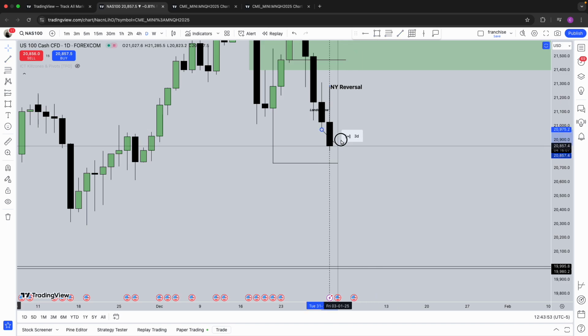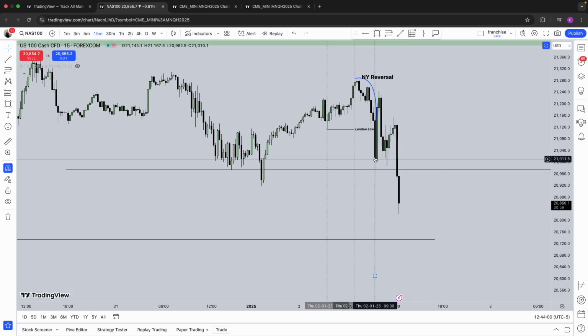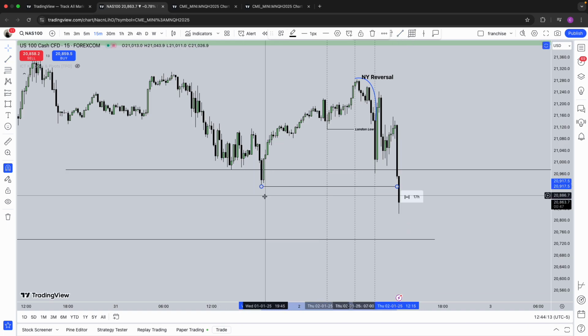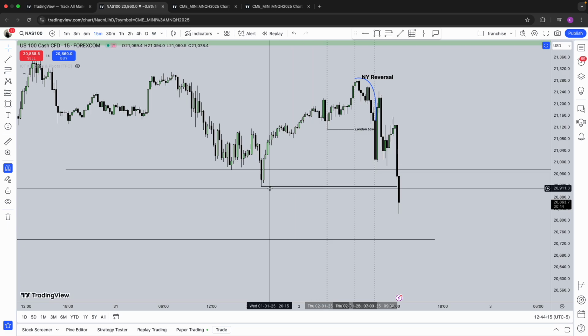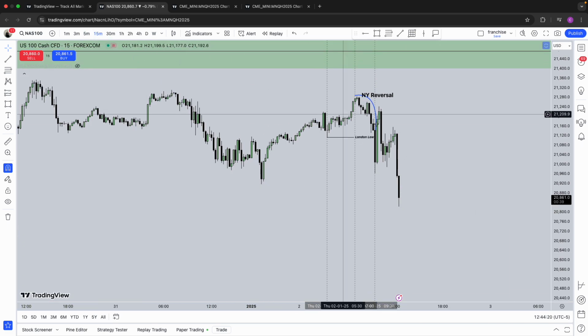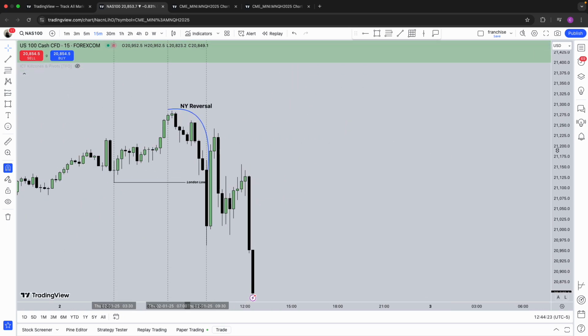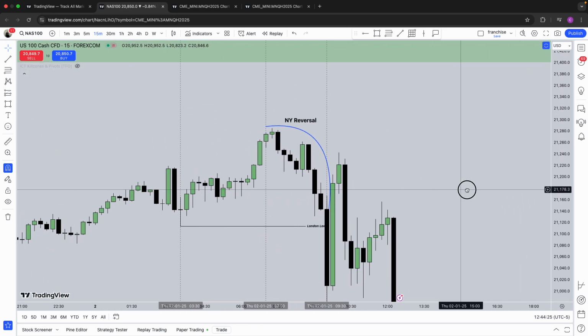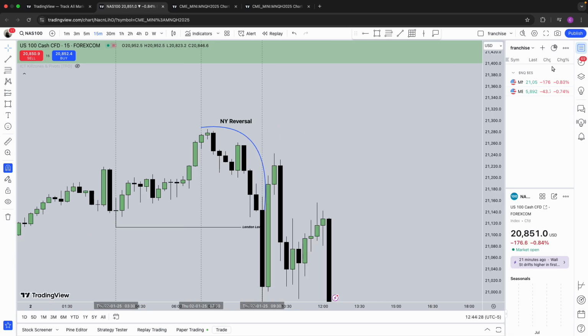Short-term target would be previous day low, and we take previous day low post pre-market. So our draw on liquidity is current daily low here, but yeah, that was the reason for a bearish bias. I'm going to keep this here, and I'm going to refer back to that later.